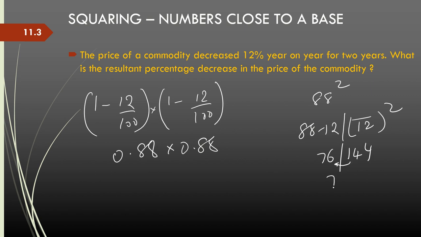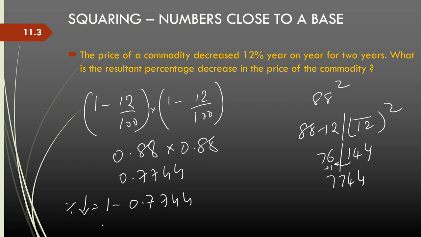So this one will go here, 7744. So this is 0.7744. So the percentage decrease will be 1 minus 0.7744. Again I use the all from 9, last from 10 rule, so that will be 0.2256, or this is equivalent to a 22.56% decrease. So 12% consecutive decrease year on year for 2 years will result in 22.56% decrease.